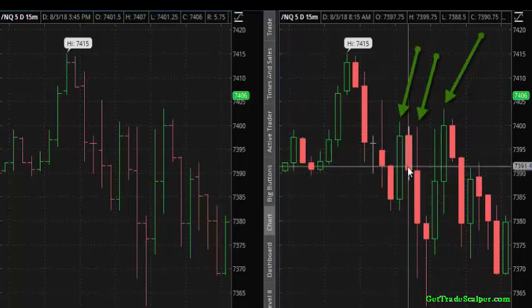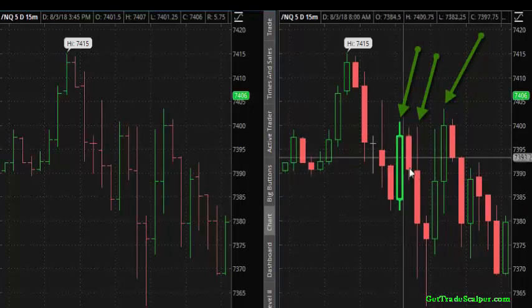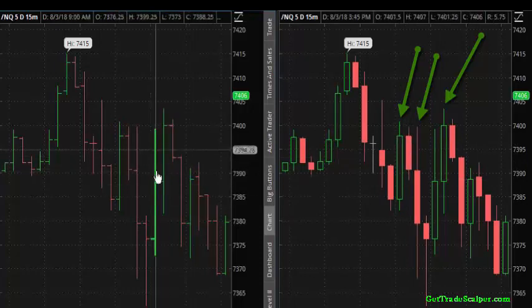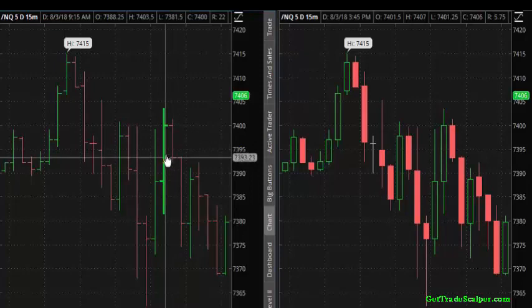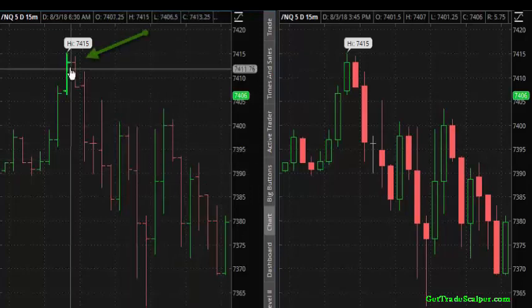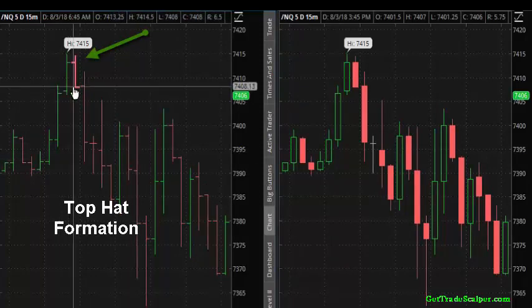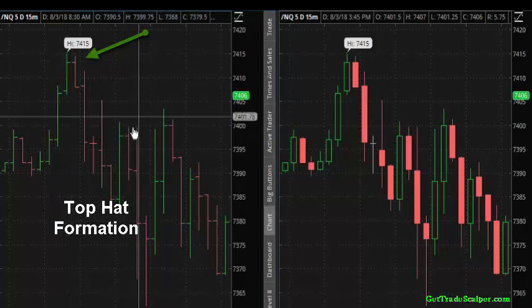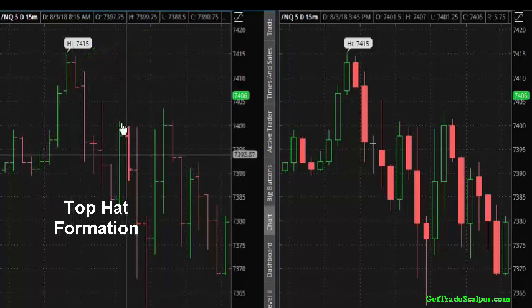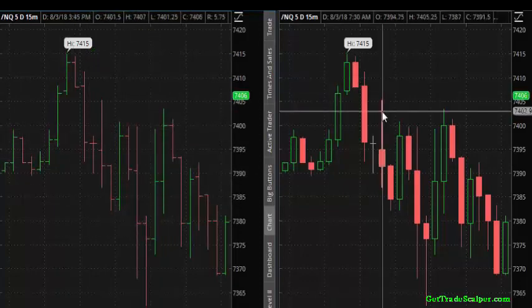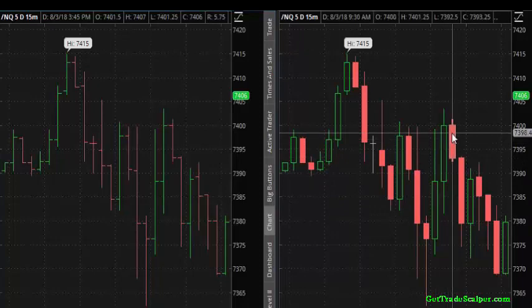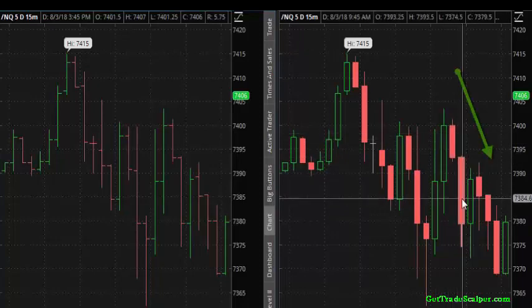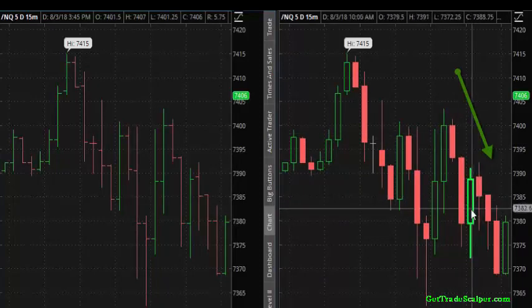And the visual representation, it's hard to see it here. If you're a bar chart reader, you could pick it up. These are called Lincoln top hats. Top hats are bar chart patterns, but I love Japanese candlesticks. And as you can see, we got the two candles here, and then an inside bar, and then boom, down. We got this one candle here.